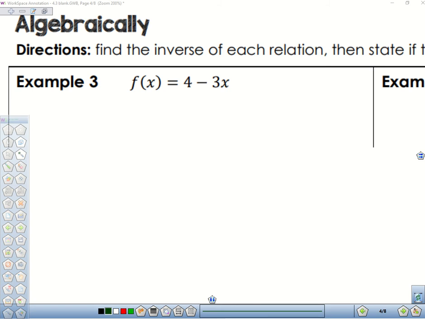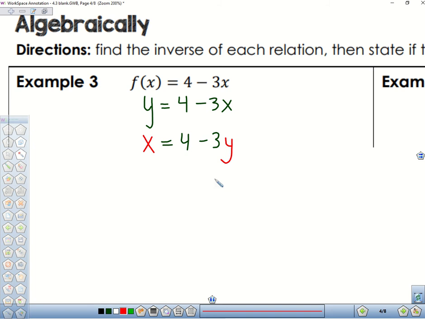Okay, so first thing you're going to do to algebraically find an inverse is you're going to replace f of x with the letter y. First step. Next step is you're going to flip the x and the y position. So the x is now going to be where the y is, and the y is now going to be where the x is. So I just flipped x and y.